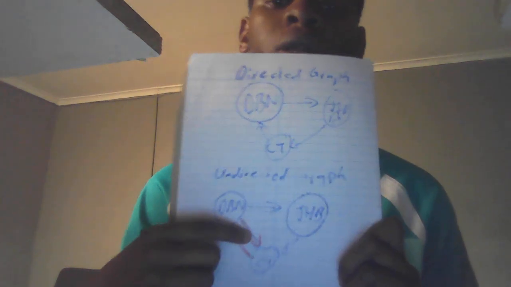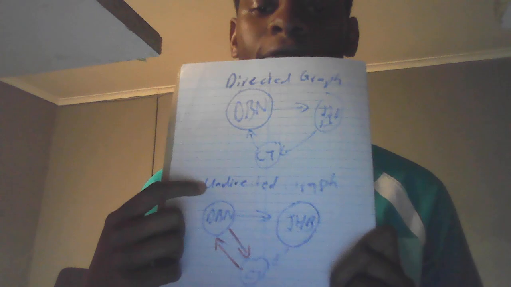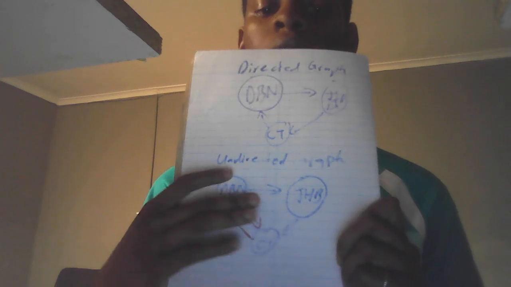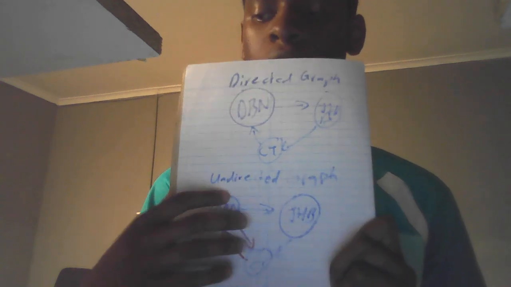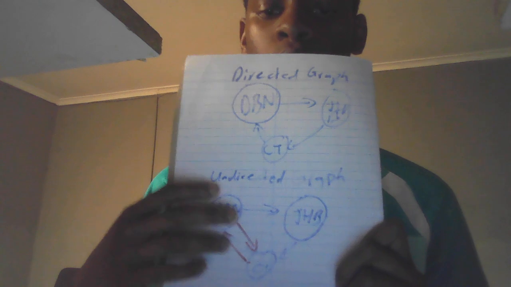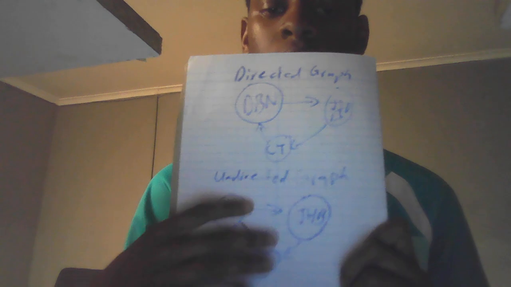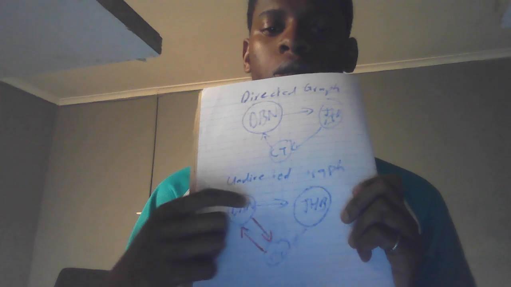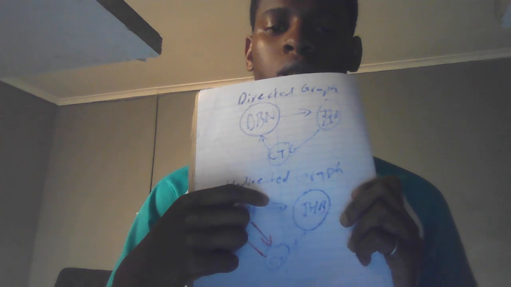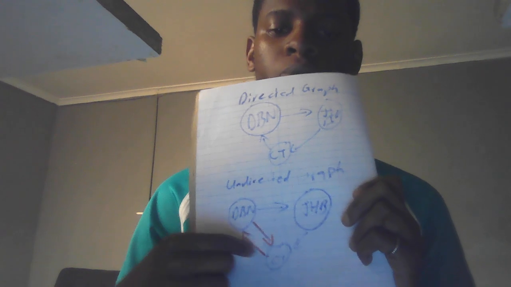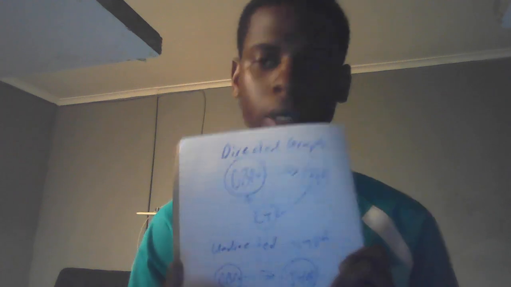This is an example of an undirected graph. You can spot it by it having a node from, to, and back. An undirected graph can also be known as a cyclic graph because there's an endless loop here. This part is known as a directed graph, and this part is known as an undirected graph or a cyclic graph.